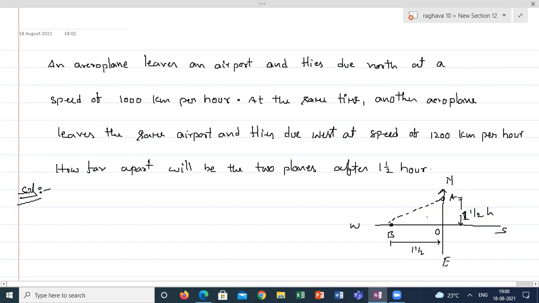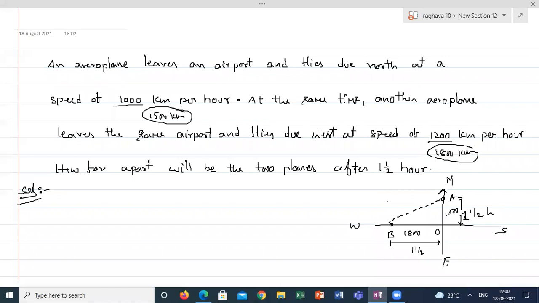You know in 1 hour how much distance it will travel. In 1.5 hours, plane A will travel 1500 and plane B will travel 1800, because per hour it is traveling 1200 and 1000 respectively. So this is 1800, this is 1500. They are asking us to calculate the AB length. Now the question is very simple. Find the answer in terms of a general root number. No need to solve exactly. Some irrational number itself you can find. Find out the answer.